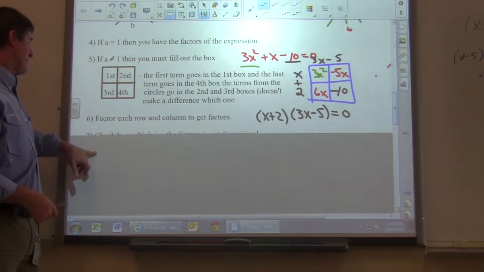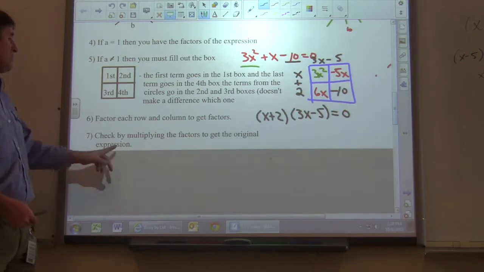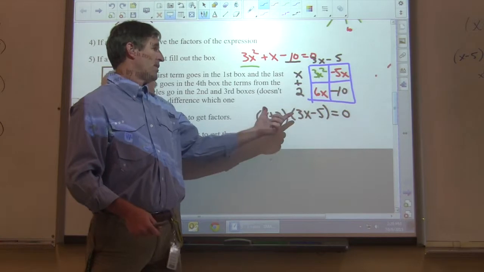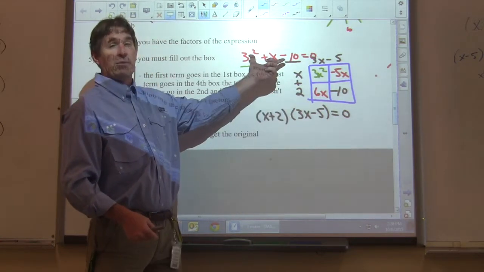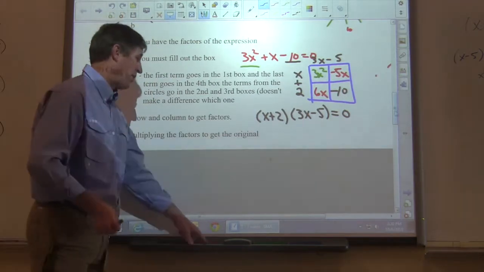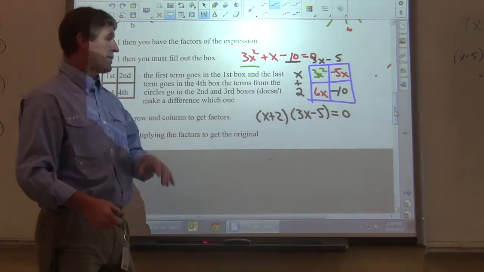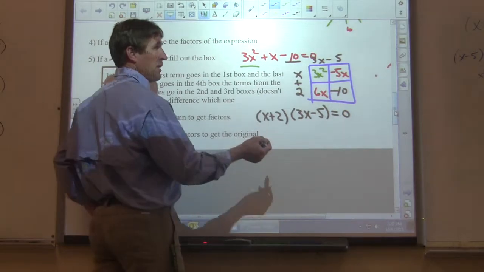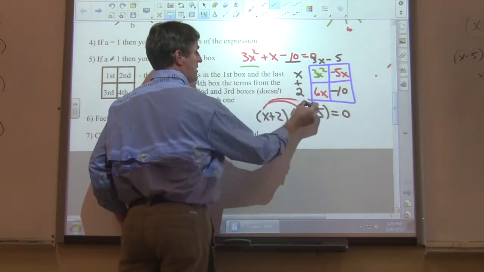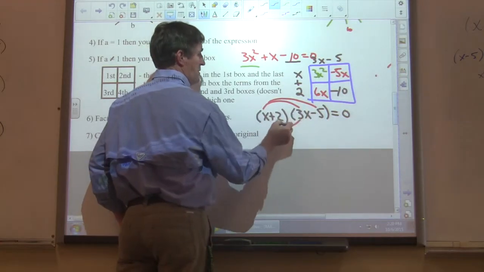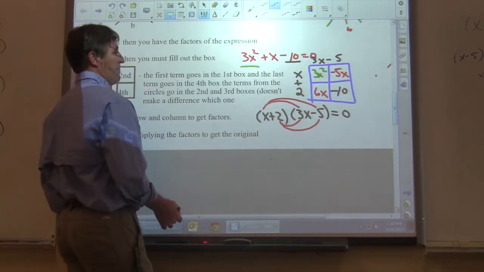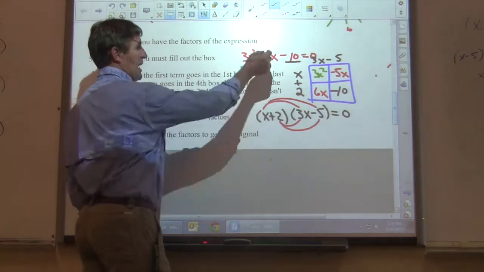Now, step 7, I always recommend that you check by multiplying. Because if I've made a mistake in here, this won't multiply together to give me my original equation. So I'm going to check this. Most of you have learned the FOIL method, first, outer, inner, last. I just do double distributive, or some people call it the claw method. You take x times both and 2 times both, because this kind of forms a claw or a crescent moon, some people call it. Anyway, it's the same as the FOIL.